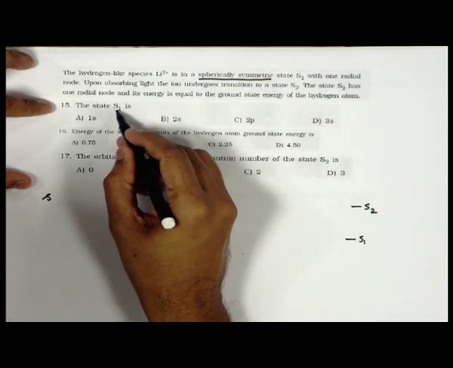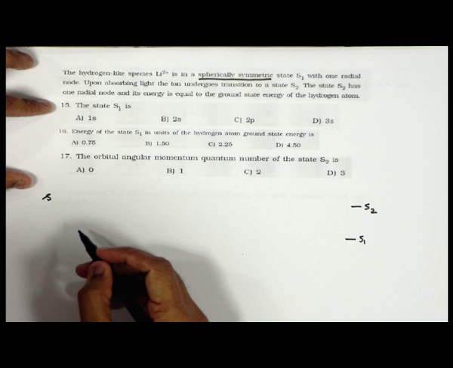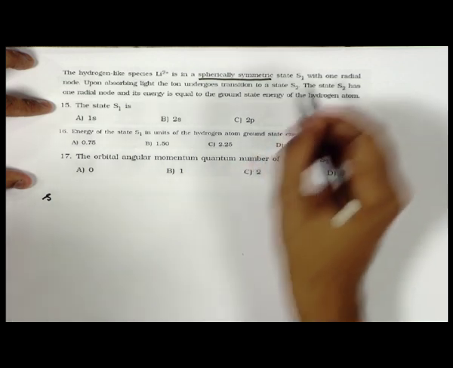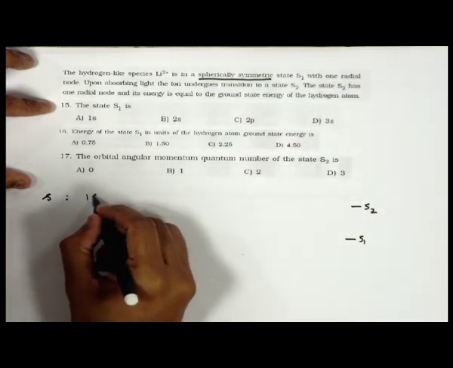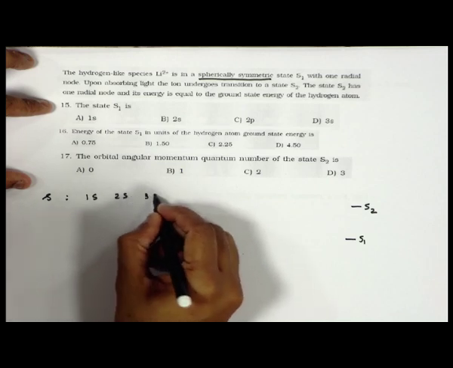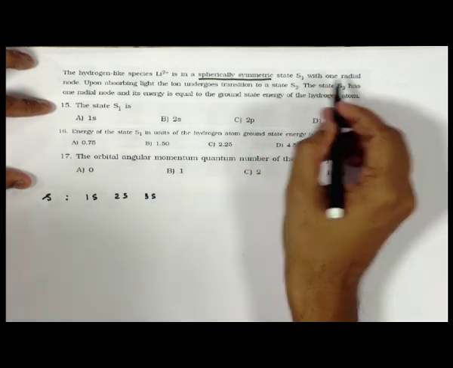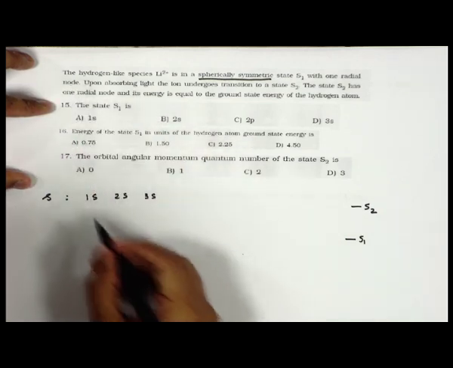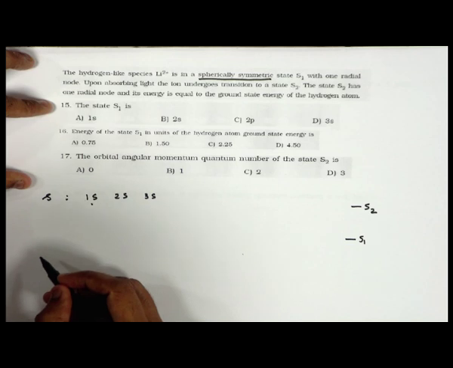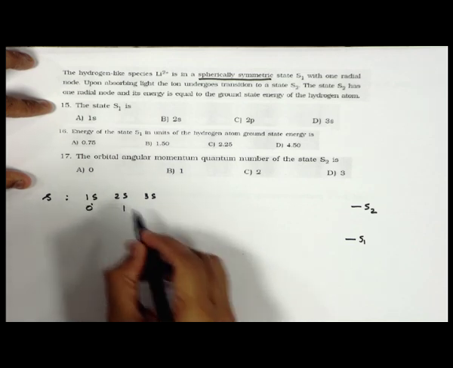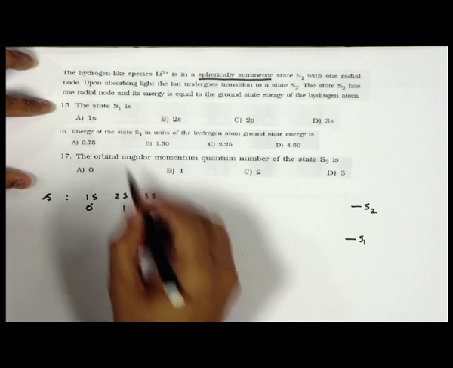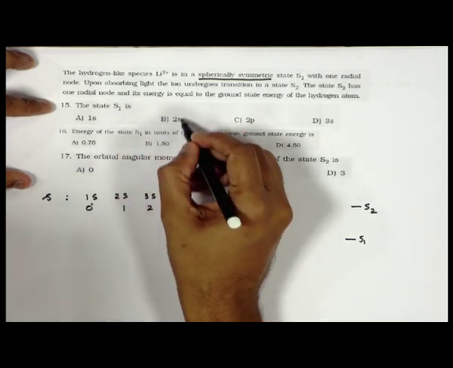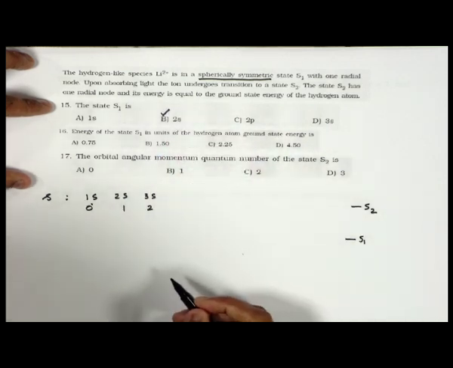So, S1 state must be one s orbital, and it says that it has got one radial node. Among s orbitals we can have 1s, 2s, 3s, 4s, we do not know which one, but it also says that it has got only one radial node. We know 1s orbital has no radial nodes, 2s has got one radial node, 3s has got two radial nodes, and so on and so forth. So, from these two pieces of information we know that this state S1 is 2s orbital.